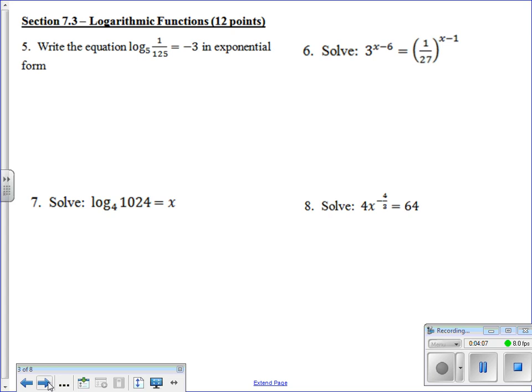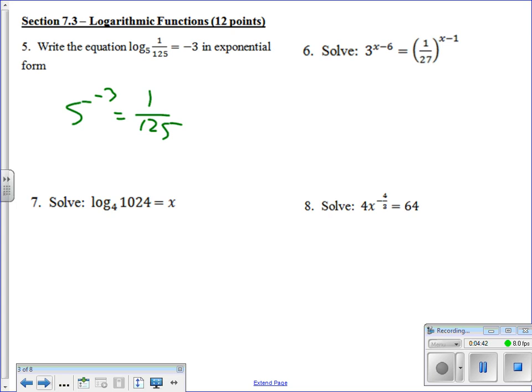Question number 5. Write the equation log base 5 of 1 over 125 equals -3 in exponential form. You're overthinking it. It does not say solve. There is nothing to solve. You already know what all the answers are. You're just rewriting the equation. The base of my log is the base of my exponential. What it's equal to is my new power. What I'm taking the log of is what it's equal to. Yeah. All you're doing is rewriting it.